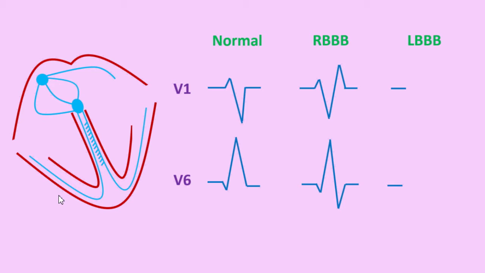Moving on, let's look at the left bundle branch block. In a left bundle branch block, we no longer have our normal septal depolarization. Instead, we will have slow depolarization of the septum going from the right bundle over to the left. So since we're moving this way, we're going to have a negative deflection in V1 and a positive in V6.